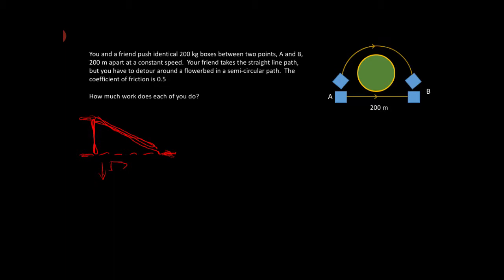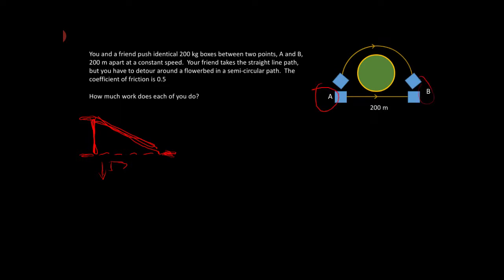So let's see. We're looking at this other case here, which has friction. Now, friction is something that slows you down. I've already sort of mentioned that it's a non-conservative force. So we're going to see in this case that it's a non-conservative force because you and your friend are going to push boxes from point A to point B.